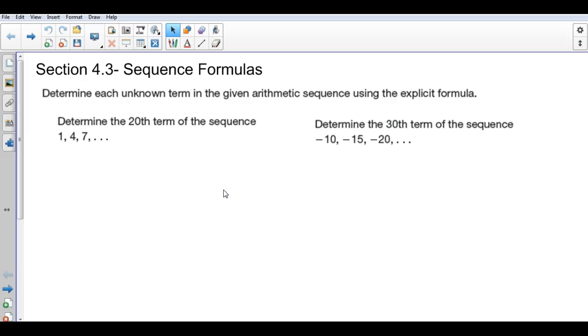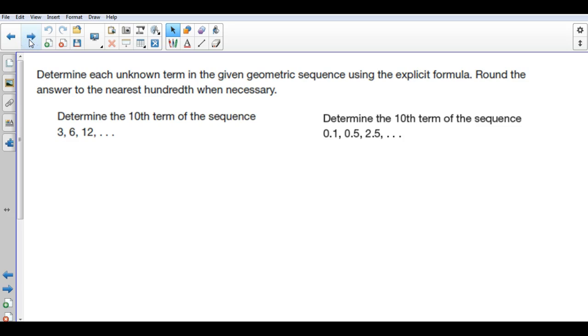Hello, welcome to section 4.3. We're going to talk about some sequence formulas. So that means we're going to look at arithmetic and geometric sequences and talk about what's called an explicit formula, which is something that we're going to use to determine any kind of term in that sequence.